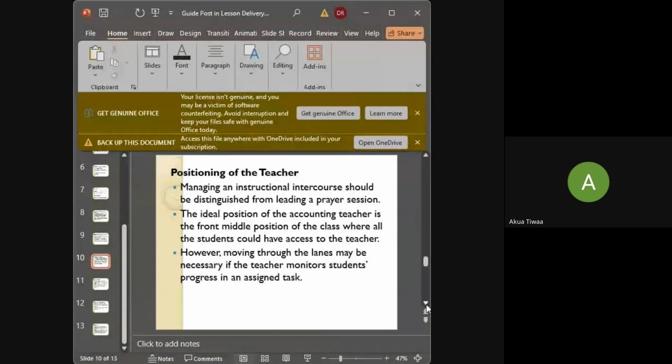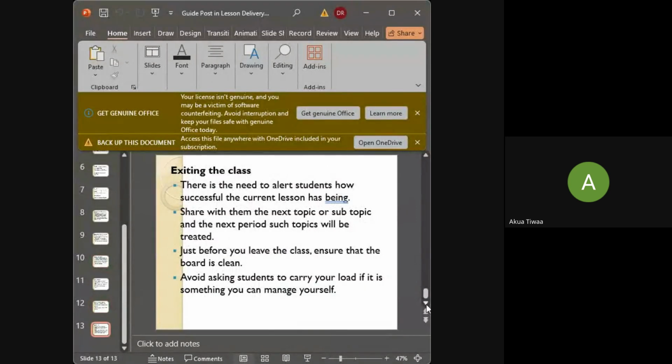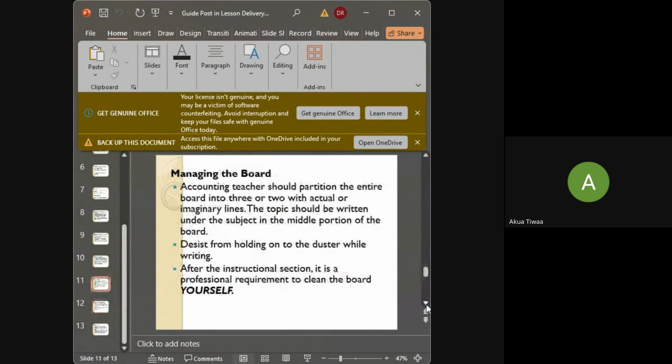And then again, in the classroom, you see that normally students can misbehave. So how do we deal with misbehavior in the classroom? When students misbehave, how do we deal with them? You are teaching and then somebody is disturbing. What do you do?